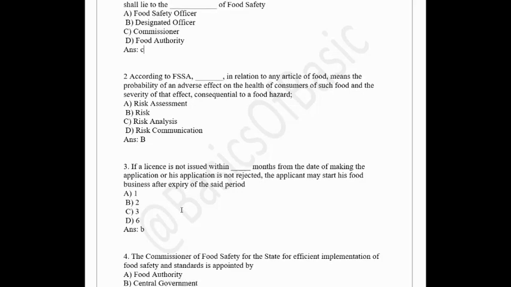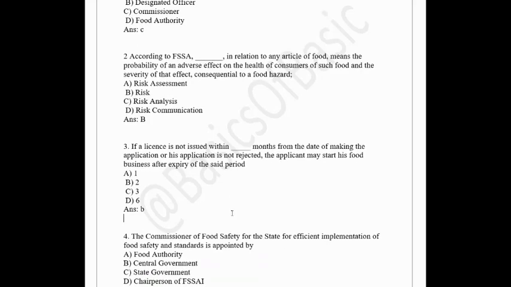Okay, if a license is not issued within dash months from the date of making the application, or his application is not rejected, then the applicant may start his food business after the expiry of how many months? So it is 2 months. What they are explaining here is that he applies for a license, but the authority does not give the license for 2 months, and they don't accept or reject it either. Then the food business operator can start his food business operation. That is the rule mentioned in the FSSA Act. Please remember this, it is 2 months.